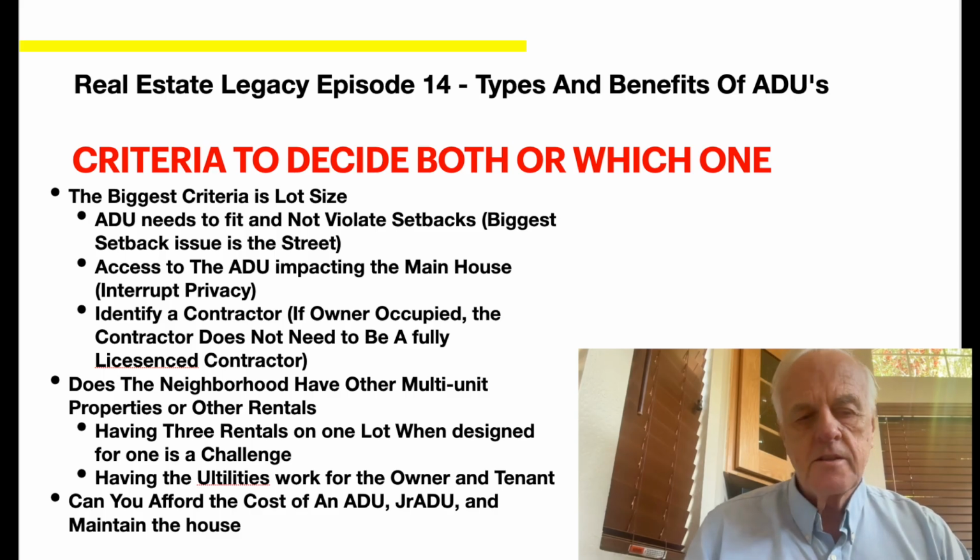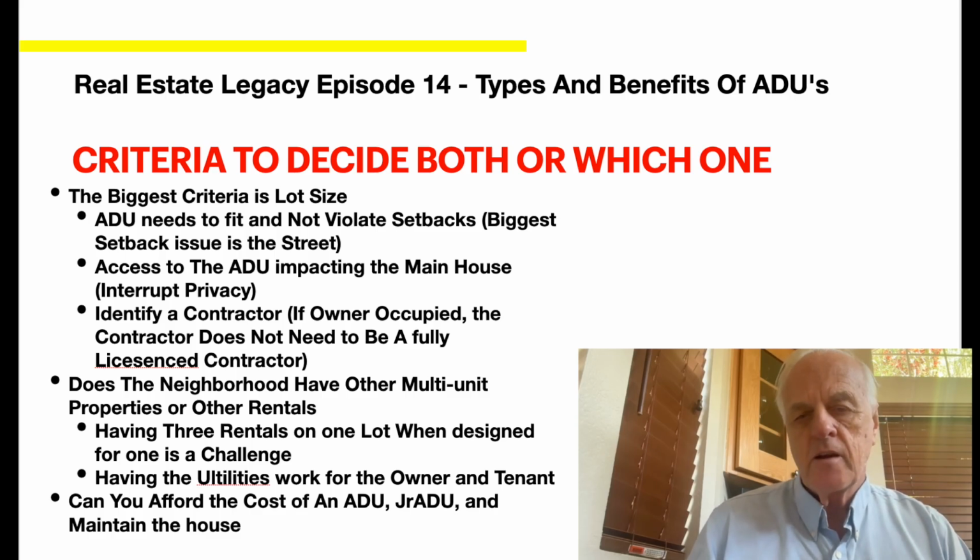The other thing to look at: does the neighborhood have other multi-unit properties or other rentals? Not so that you need a ton of them, but it should be a neighborhood that has that. And again, having 3 rentals on one lot, where you have an ADU and a junior ADU in the house, is a bit of a challenge when the lot has been set up for one. So typically I've only done one or the other, not both. So that's kind of my general rule.